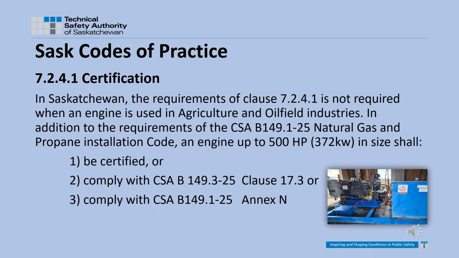7.2.4.1 is an interpretation to the National Code giving an exemption to engines in agriculture and oil field industry. In addition, any other engines up to 500 horsepower shall comply with point 1, 2, or 3. This is not an exception for generators that power farmhouses or shops.